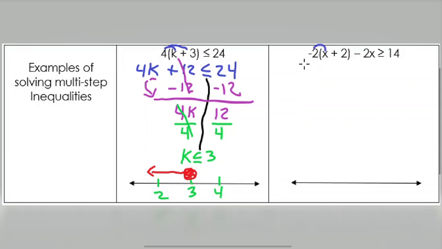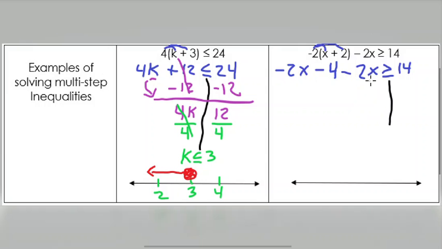So negative 2 times x is negative 2x. And then I have to take negative 2 and times it by the other part, 2. Negative 2 times 2 is negative 4. And now I can bring everything else down since I got rid of my parentheses. All right, so now I can solve this equation.